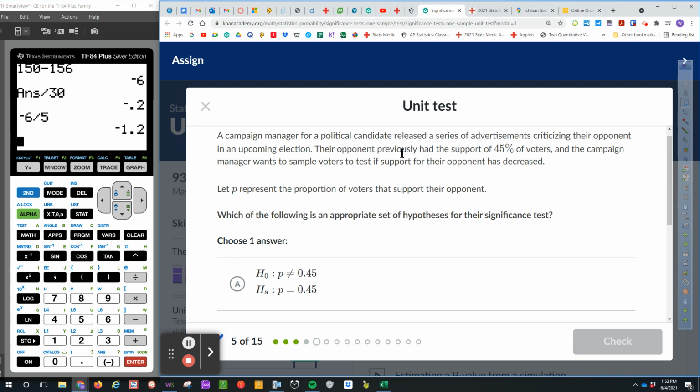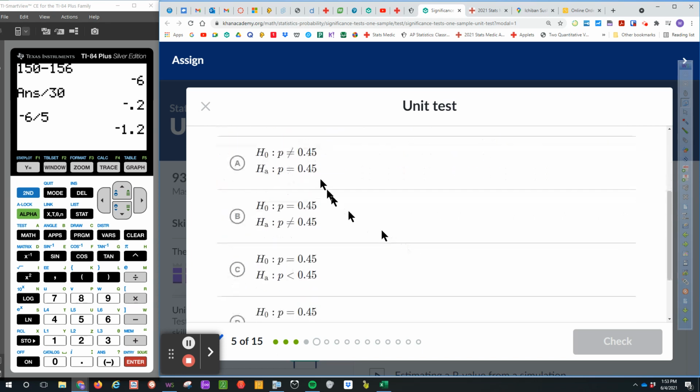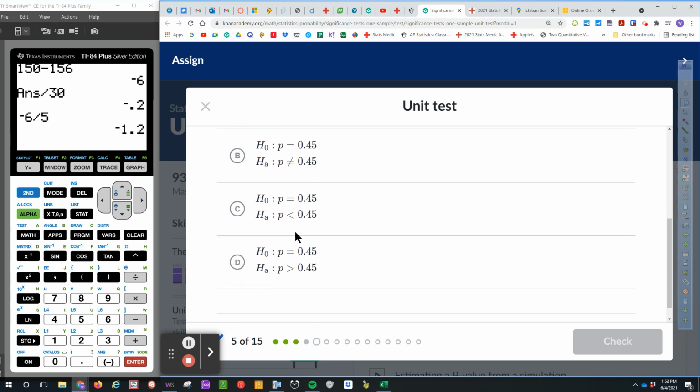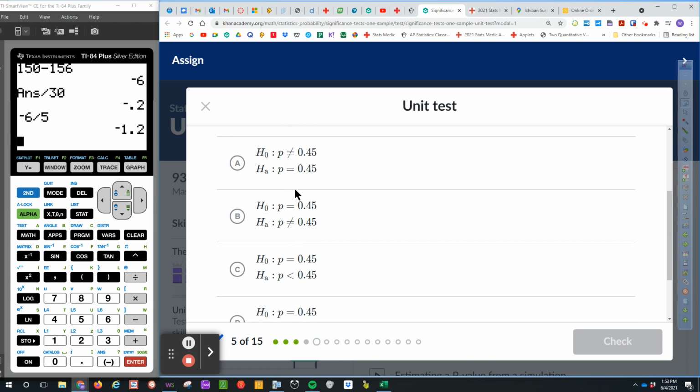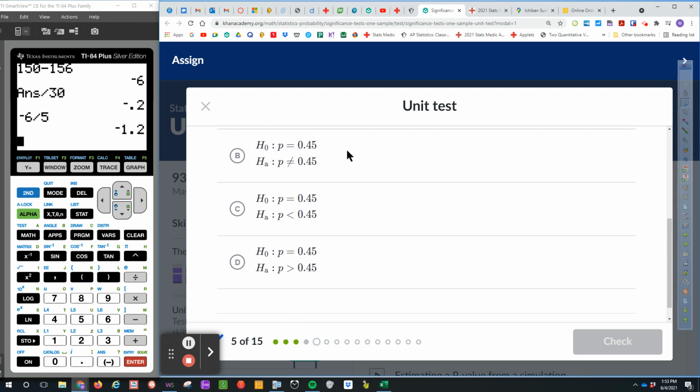So, their opponent previously had a support of 45. So that's your null hypothesis. You're assuming that the proportion is 0.45. Your null hypothesis can never ever be anything but an equal sign. So it has to be equal sign, equal sign, equal sign. So in this case, A is out. It has to be equal to 0.45.